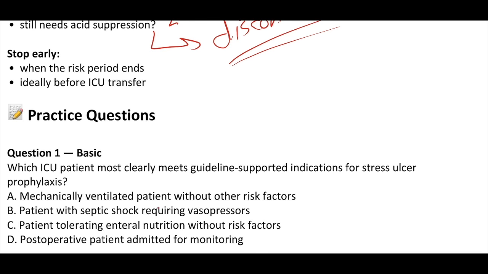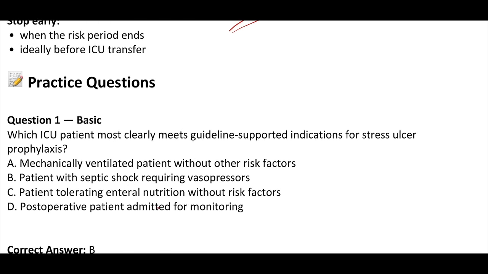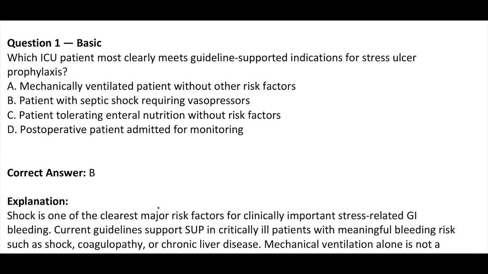Question 1. They usually get more harder as we go on. Which ICU patient most clearly meets guideline-supported indications for stress ulcer prophylaxis? A. Mechanically ventilated patients without other risk factors. B. Patient with septic shock requiring vasopressors. C. Patient tolerating enteral nutrition without risk factors. Or D. Postoperative patients admitted for monitoring. Correct answer is, pause if you need to, B, right? Patients with septic shock requiring vasopressors.